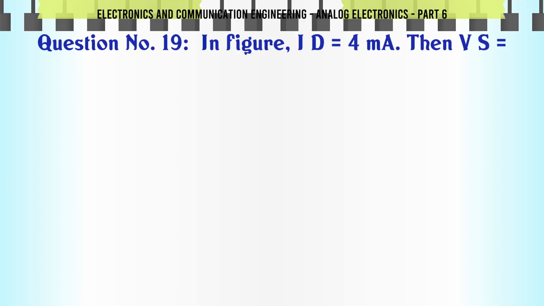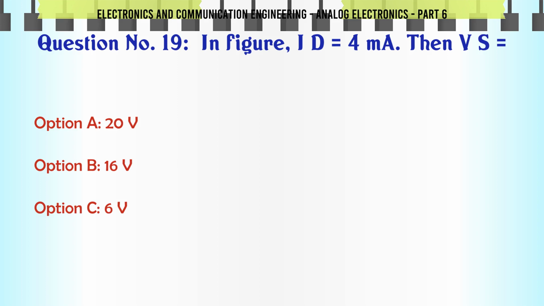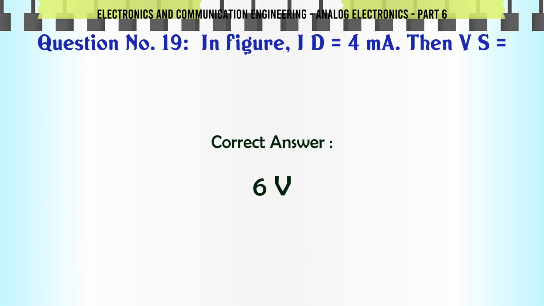In figure ID is given, then Vs is A. 20 V, B. 16 V, C. 6 V, D. 0.6 V. The correct answer is 6 V.